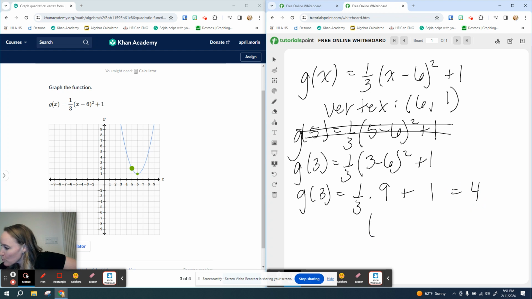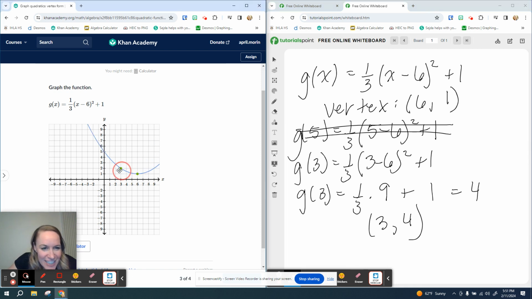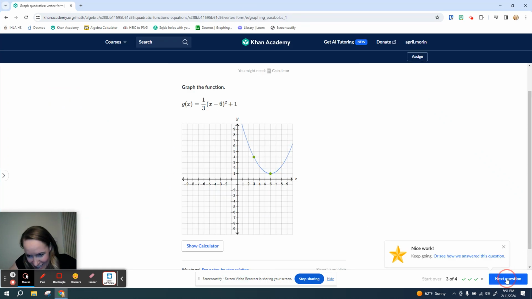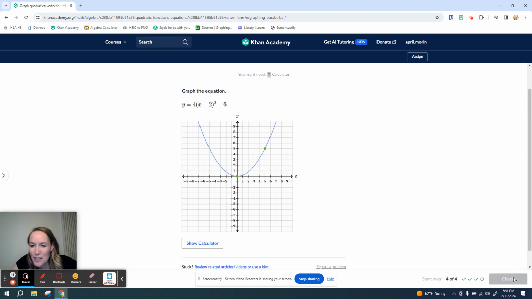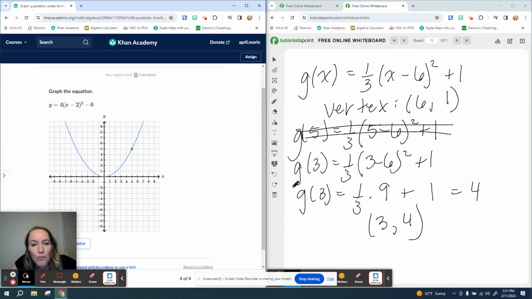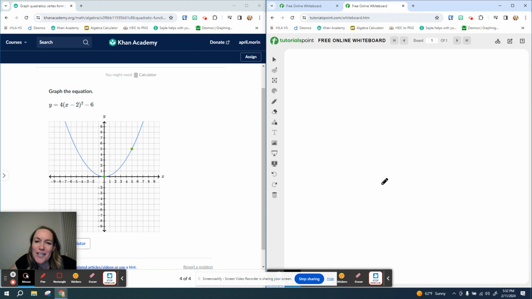So my point here is 3, 4, which is on my graph, and I can graph it. 3, 4. So it's pointing up. That checks out. 3, 4 checks out. Let's see if this works. Yes. So it might take you a few tries to realize, especially when you have those fractions. Okay. No fraction here. That means any point I pick is going to give me a positive number. So super easy.